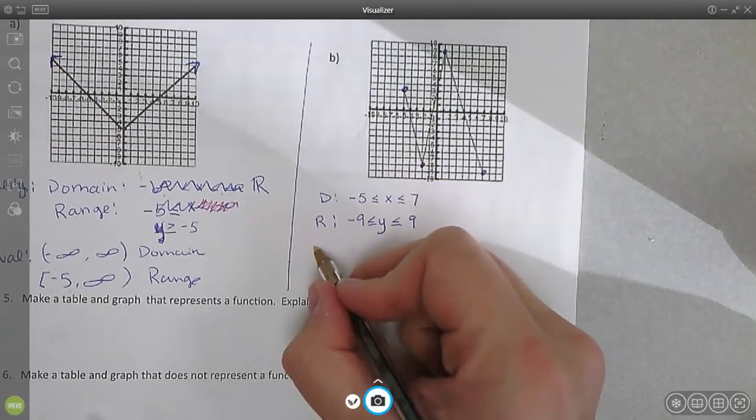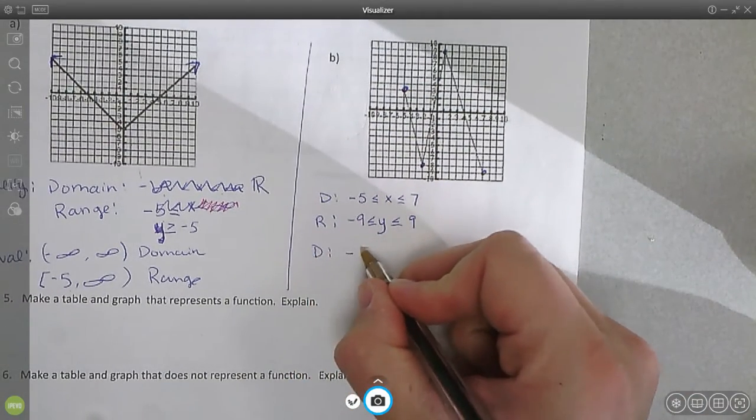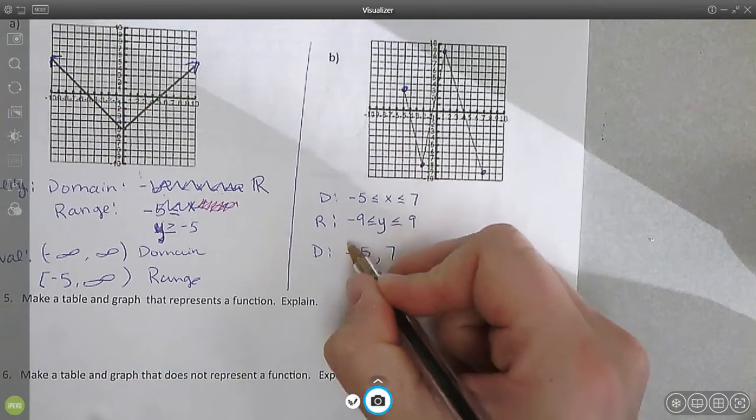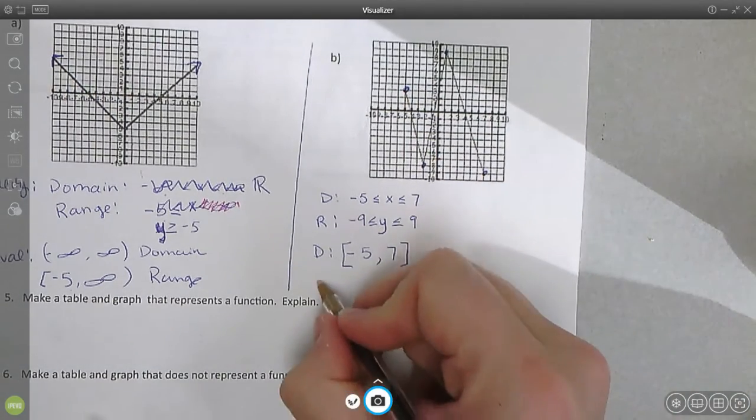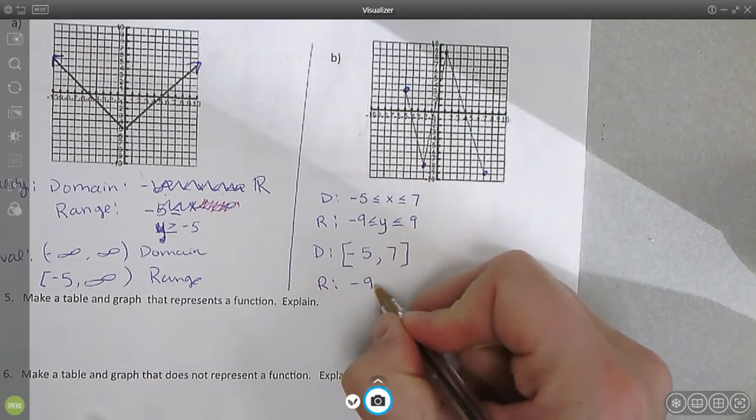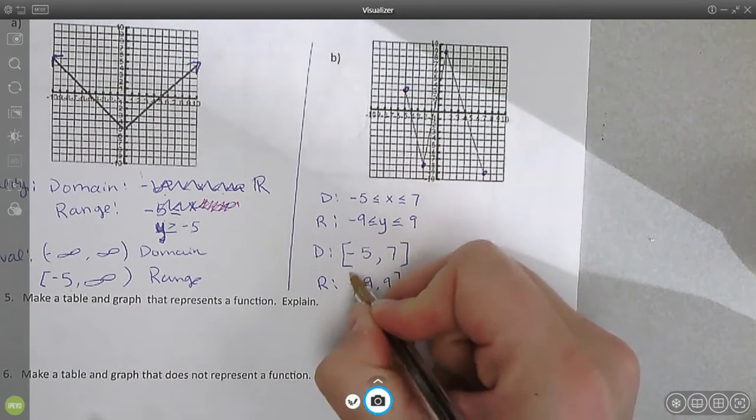And if you wanted to write this in interval notation, you would just have -5, comma 7, and they're both equal to, because you have filled in circles, so you have brackets. And our range is -9 to 9 with square brackets as well.